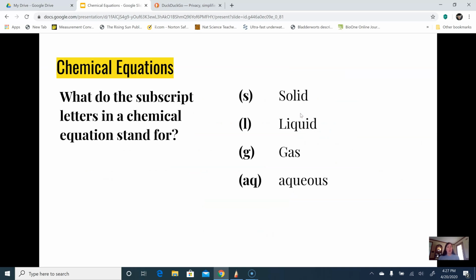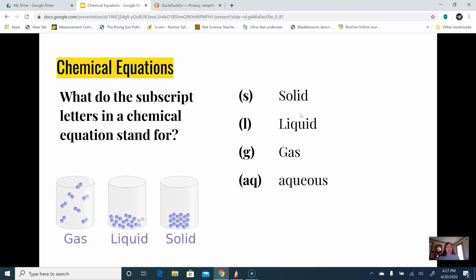S would be solid, L is a liquid, G, of course, gas. And when we get to AQ, that simply means aqueous, because a lot of times we will take some sort of chemical compound and dissolve it in water, and that's when we call it an aqueous solution.